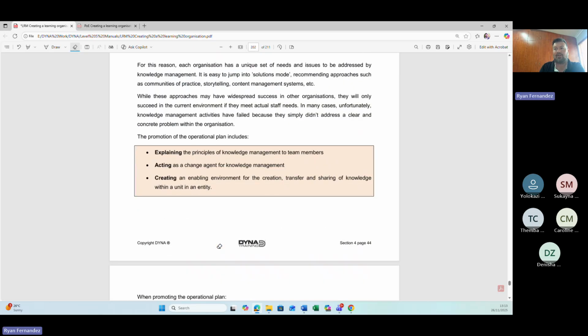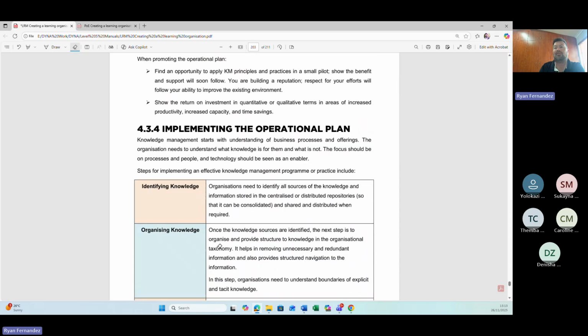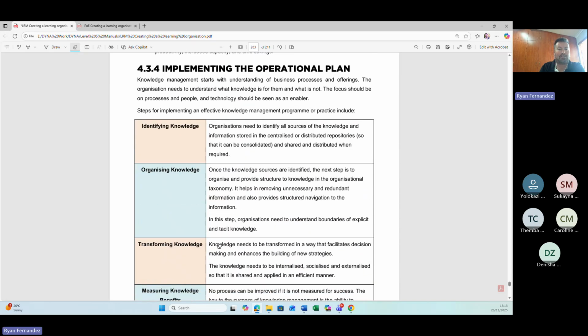All right, so here we go. Now we need to obviously then implement the operational plan. So once we have an idea of what data we want, how we're going to get it, where we're going to store it, how we're going to use it, we then need to do a little bit of an implementation process. So the first thing is we need to identify the knowledge that we require.